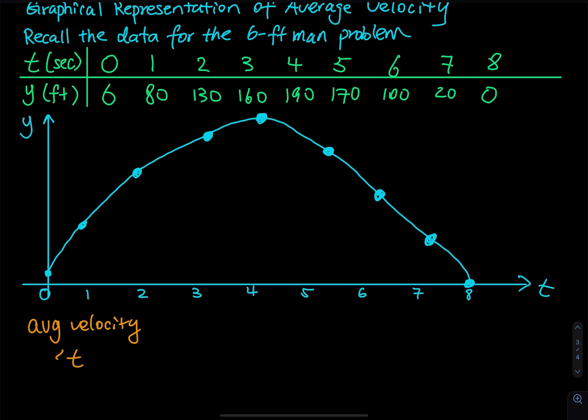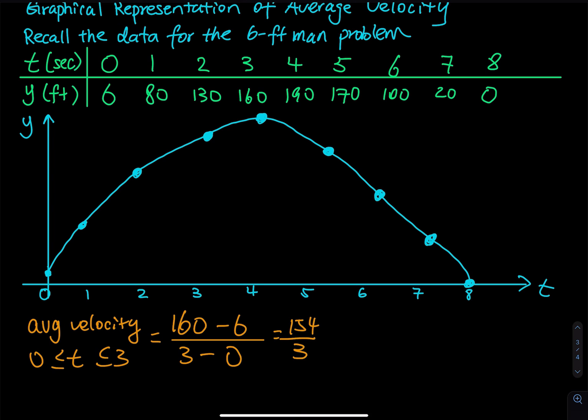The time interval is between 0 and 3, and then you can just go back to your notes and copy it over. So that is equal to the time 3 minus 0. When t is equal to 3, we have 160. When t is equal to 0, we have 6. So overall, we have 154 divided by 3, which is approximately equal to 51.33 feet per second.